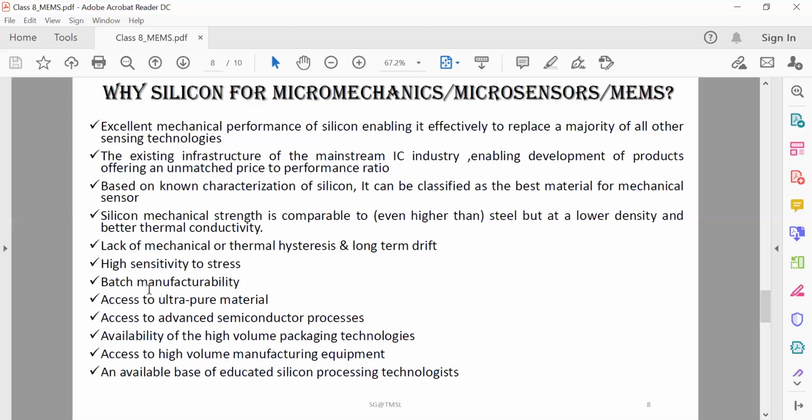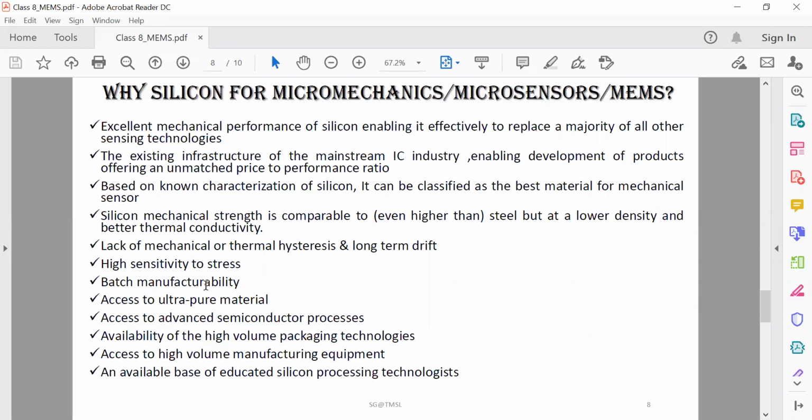Next point is batch manufacturability. That is the batch production, the capability of manufacturing completed mechanical structures simultaneously on multiple wafers, each carrying multiple devices. So at a time, a large number of productions can be performed. Okay, that is called batch processing. So that also reduces the price.